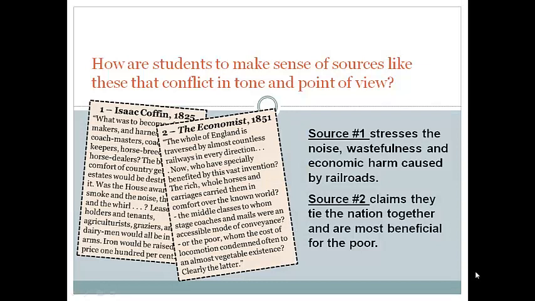How are students to make sense of sources like these that conflict in tone and point of view? The sources clearly disagree strongly about the impact of the railroad. One sees it as harmful and wasteful. The other sees it as beneficial to the whole nation.